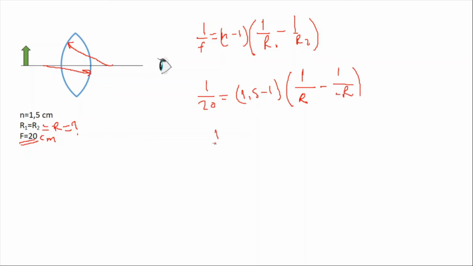So from here, 1 over 20 will be equal to 0.5 times, this is minus times minus, which is positive, so it is going to be 2 over R. And after doing some calculations, R is going to be equal to 20 centimeters.